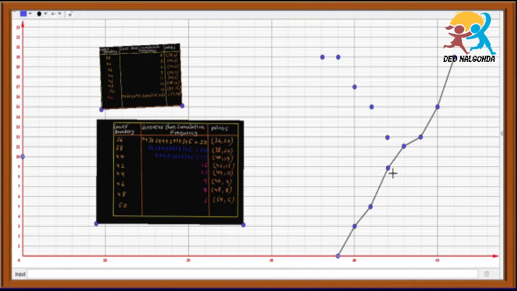And 46 comma 9, this is 46 comma 9. And next one 48 comma 8, this is 48 comma 8. And 50 comma 5, this is 50 and this is 5. Join all these points.